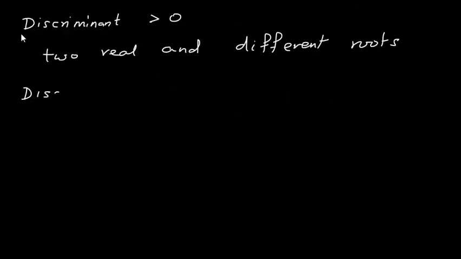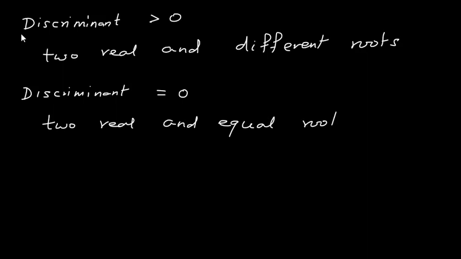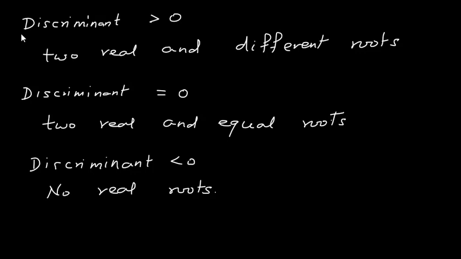If discriminant is equal to 0, then we will say that two real and equal roots, and if discriminant is less than 0, we will say that no real root. So these are the three conditions that we have.